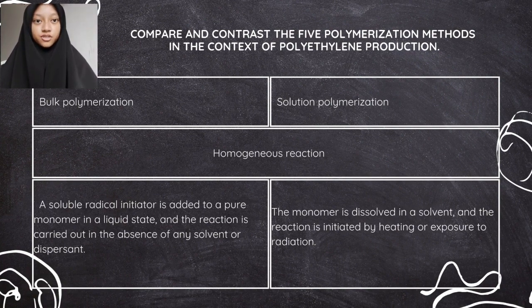Bulk polymerization and solution polymerization are homogeneous reactions. For bulk polymerization, a soluble radical initiator is added to a pure monomer in a liquid state, and the reaction is carried out in the absence of any solvent or dispersion. For solution polymerization, the monomer is dissolved in a solvent, and the reaction is initiated by heating or exposure to radiation.